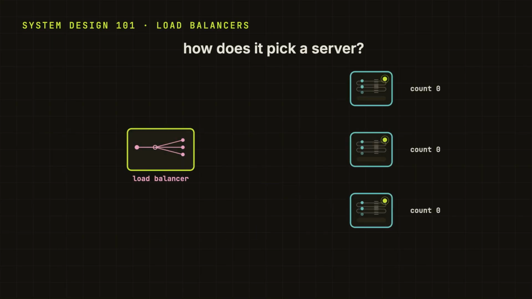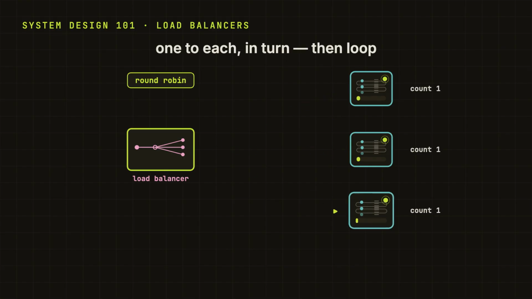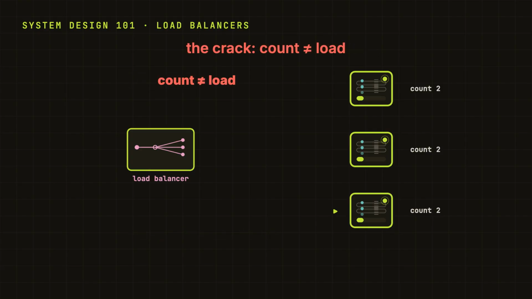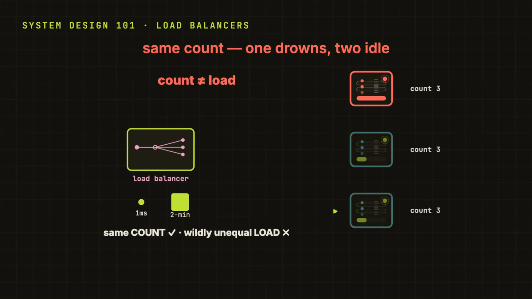Alright, so among the healthy boxes, how does it pick which one? The simplest default is called round robin. Just go down the list, one request to each server in turn, then loop back to the top. For identical boxes handling tiny identical requests, that is genuinely fine, right? But, and here is the crack, spreading the number of requests is not the same as spreading the load. One request might be a 1 millisecond health check, and the next might be a 2-minute job. So everyone getting the same number of requests can still leave one box drowning while the others sit idle.